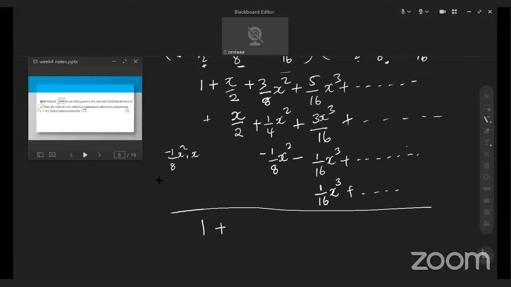So there we get x. Just x. Yes. We have x over 2 plus x over 2, so it becomes x. Good. X, plus.